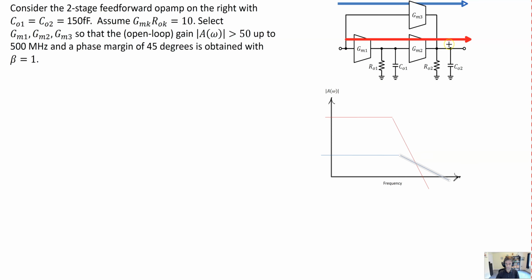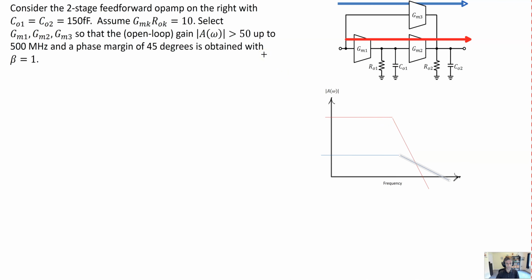So focusing on the red path first, in order to meet our gain spec, we see that the DC gain through those two stages is limited by this requirement here to be 10 times 10 or 100. So in order to ensure that we've got a magnitude response over 50 up to 500 megahertz, we need to ensure that the two poles introduced at these two nodes cause the magnitude response to dip only by 6 dB with respect to that DC gain of 100.